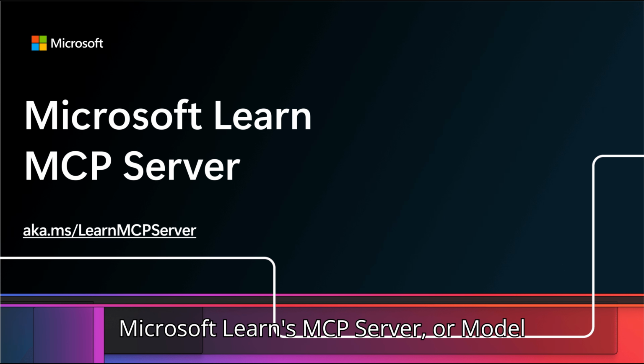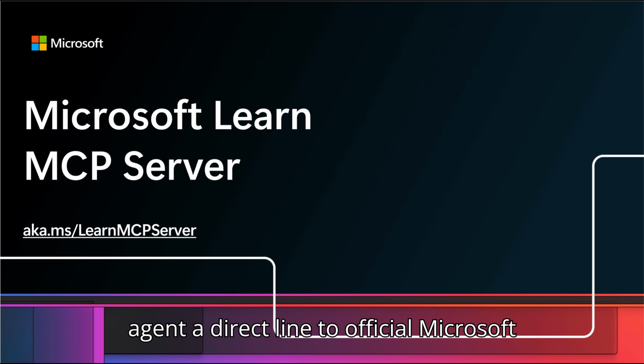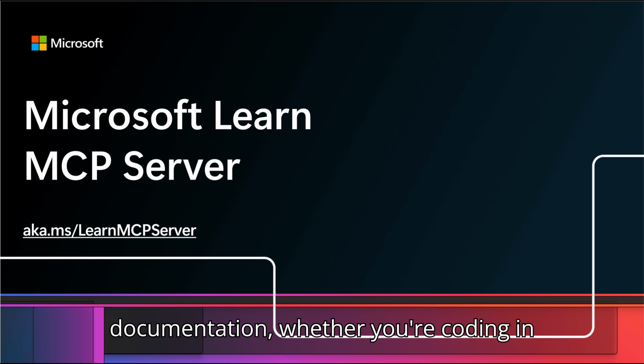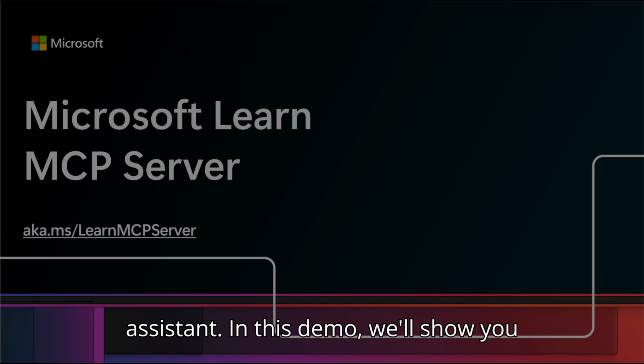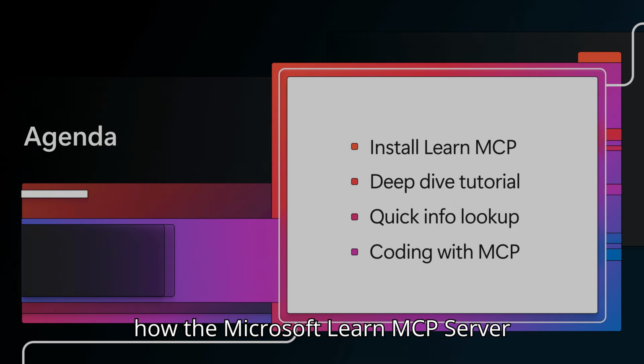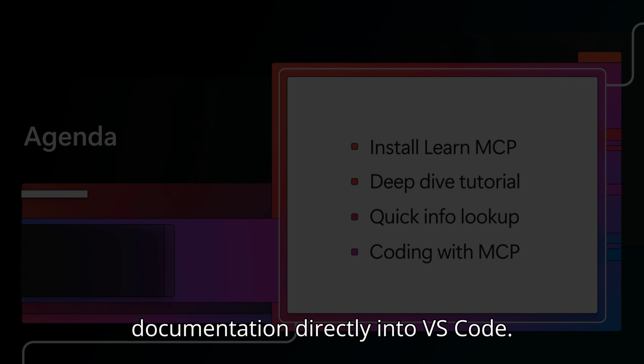Microsoft Learn's MCP server, or Model Context Protocol server, gives your AI agent a direct line to official Microsoft documentation, whether you're coding in Visual Studio Code, prompting GitHub Copilot, or building a custom AI assistant. In this demo, we'll show you how the Microsoft Learn MCP server helps developers streamline their workflow by bringing accurate documentation directly into VS Code.